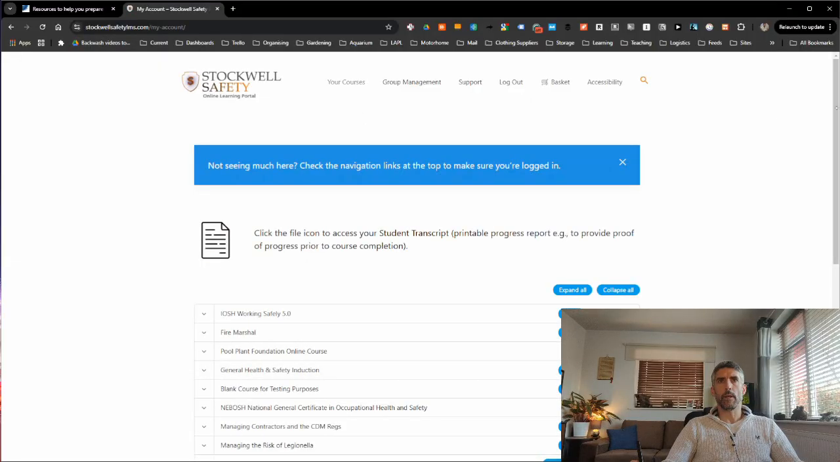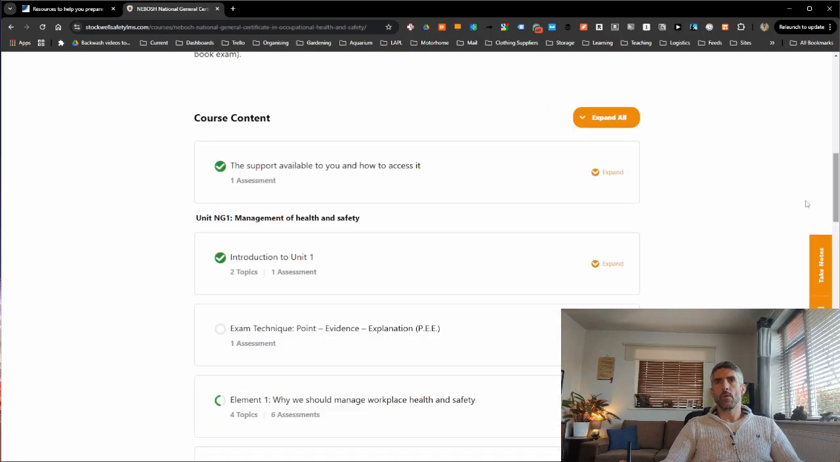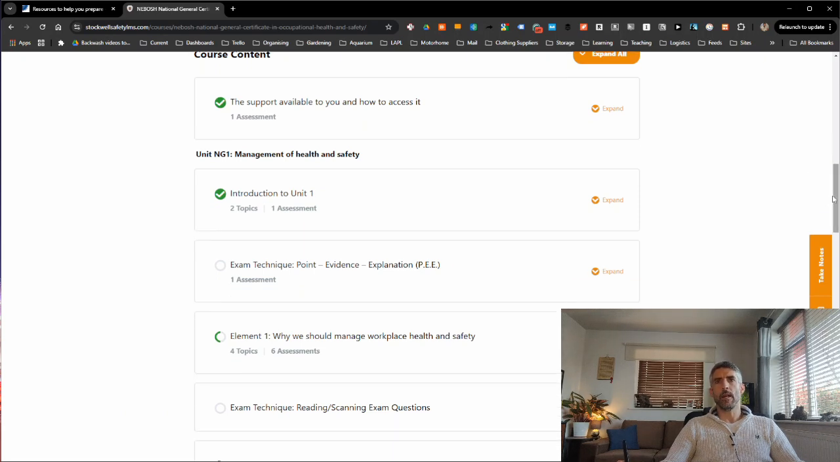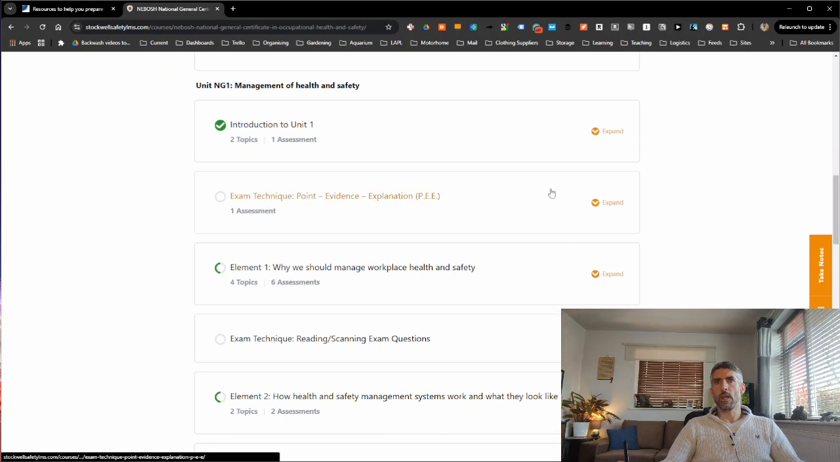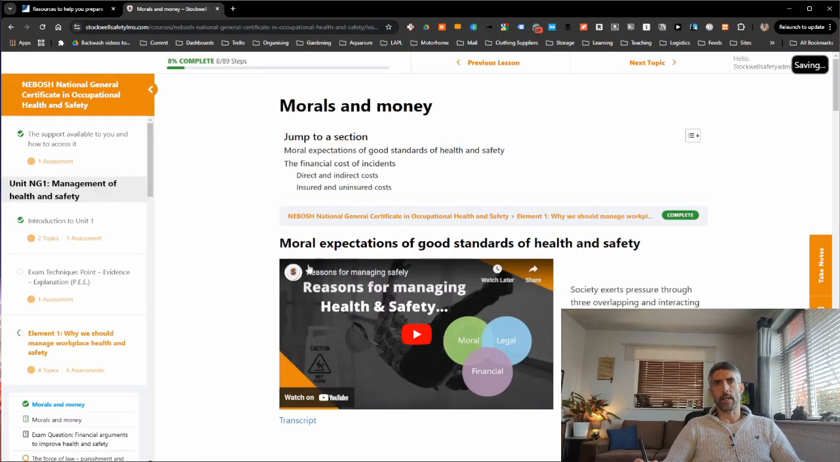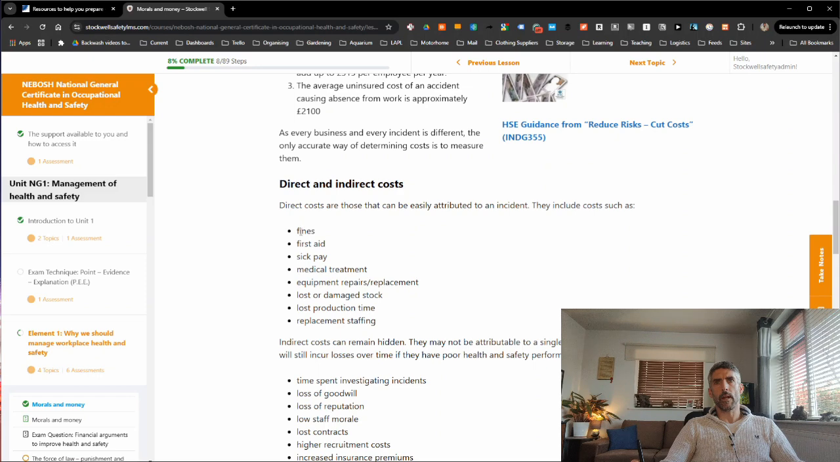Let's go to Stockwell Safety LMR. Bear with me while I navigate to the course. So this is course content, but this sort of stuff will be easily findable online. Just do a Google search and you'll find most of this stuff. But it's in basically element 1, morals and money. Let's open up that. There you go, the financial cost of accidents.